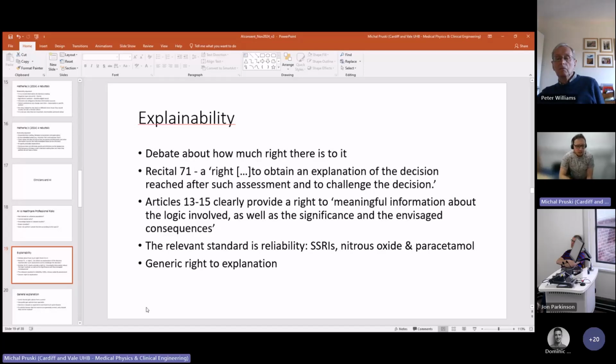But so it was the case for many years with things like selective serotonin reuptake inhibitors, nitrous oxide, and paracetamol. We knew that they worked. We had the studies to confirm the reliability, but we didn't necessarily know the mechanisms of why they acted. And while that might not be an ideal state, and ideally we want to know why things work, generally we seem to be happy with knowing whether things work or they don't. And that's the key standard that we've been using in healthcare for a long time.